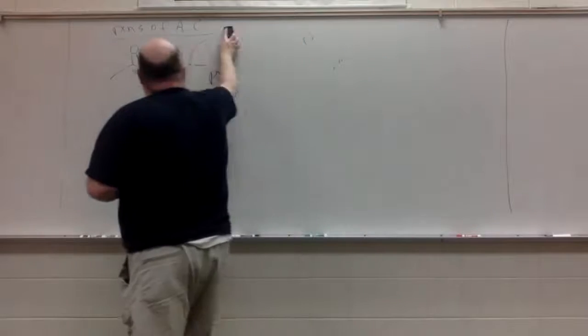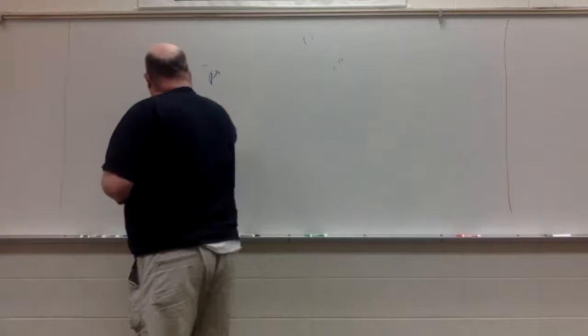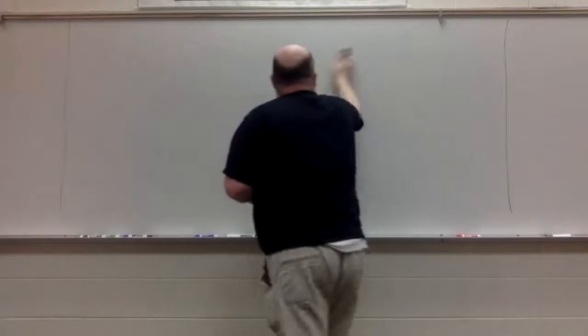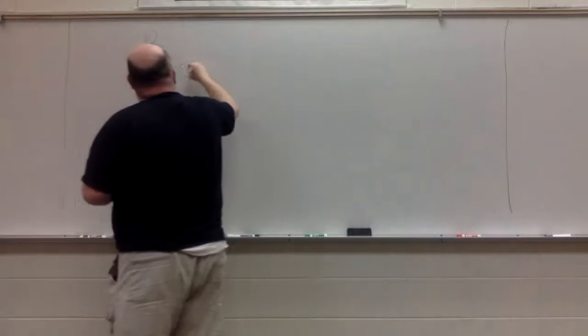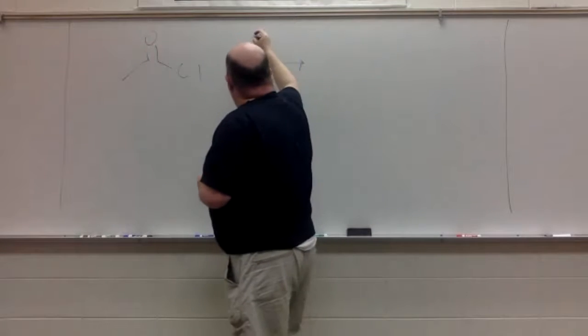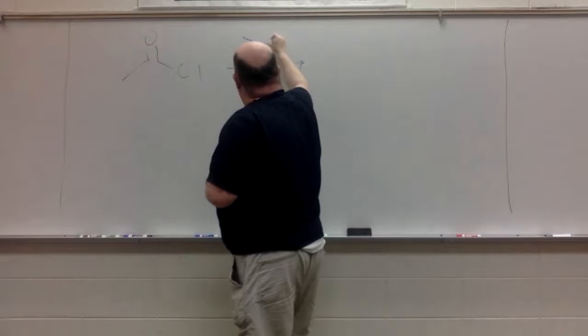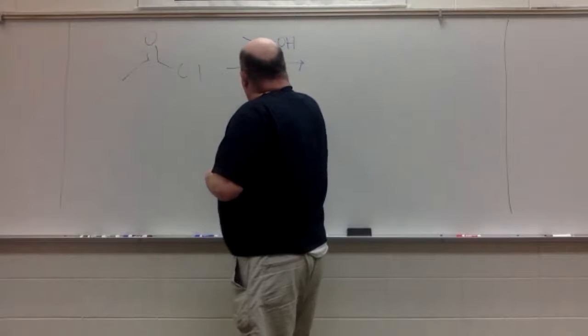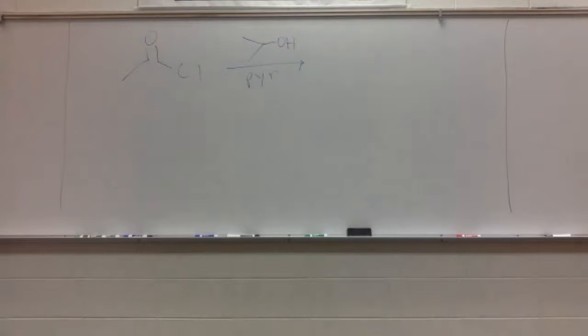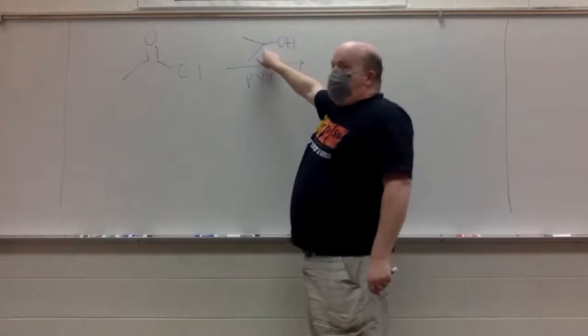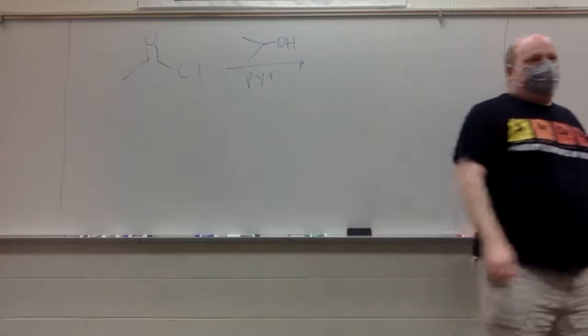Let's see what happens with an alcohol. Okay, so let's see. I'll use isopropyl alcohol. All right, you can have basically the same setup there, right? Still going to have pyridine act as a weak base, but the only thing we're going to change is we're going to replace the water with an alcohol. And this can be any alcohol. It just depends on what R group you want to be there, right?